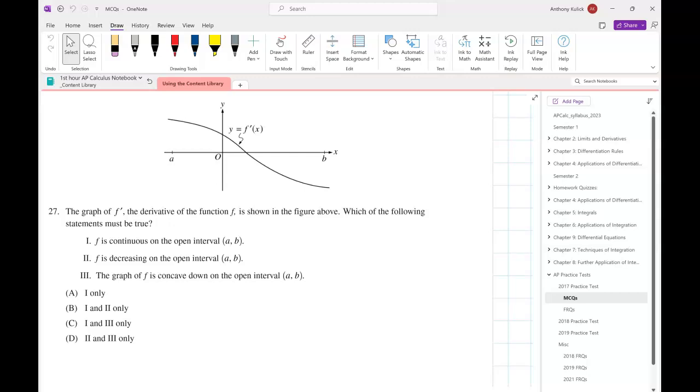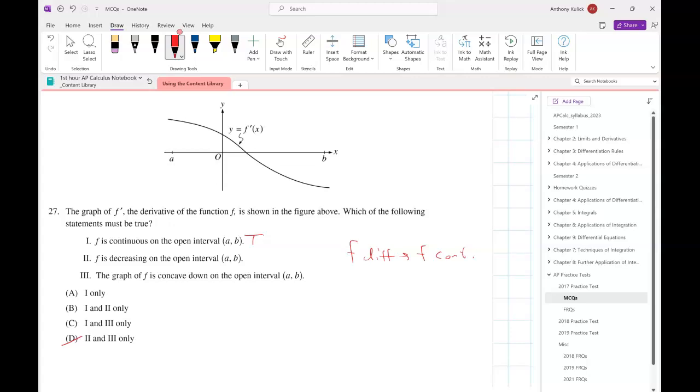So statement 1 says f is continuous on the open interval from a to b. True or false? True. Why is it true? Excellent. Since the graph of the derivative is defined for all values, we know f is differentiable, and that implies continuity. The reverse is not true, right? Continuity doesn't guarantee differentiability, but differentiability does guarantee continuity. So seeing that, I can eliminate choice D, because I know 1 is true, so that has to be in my answer.